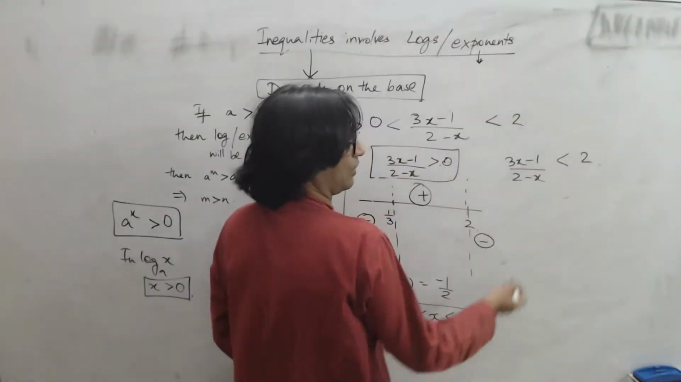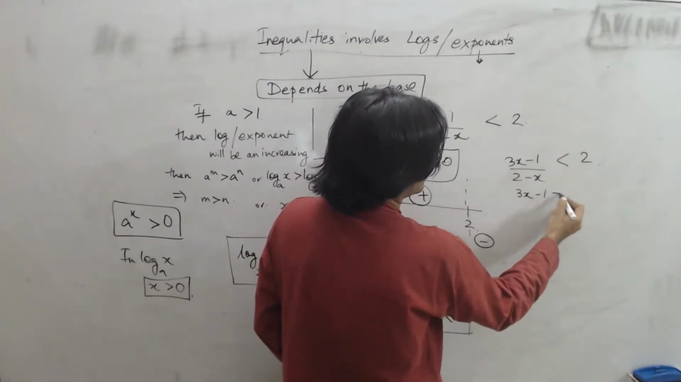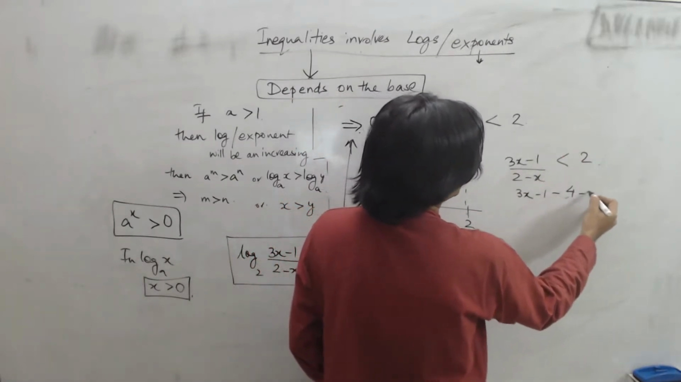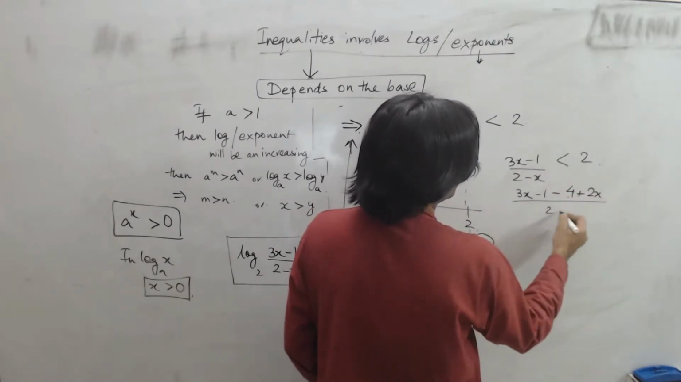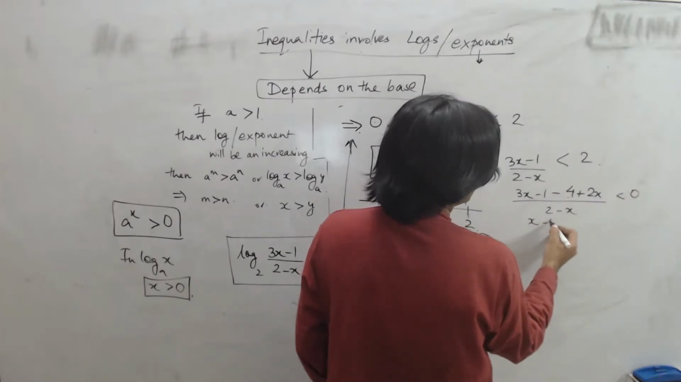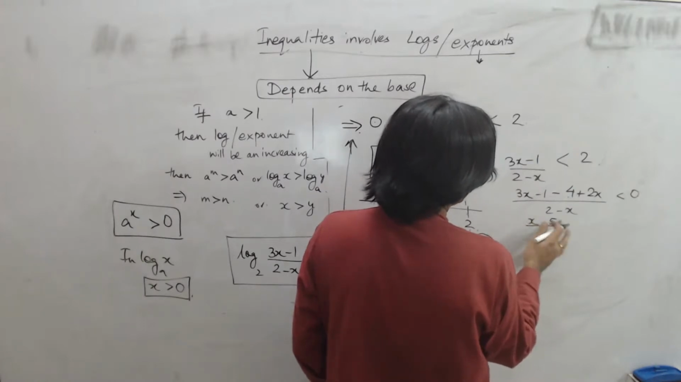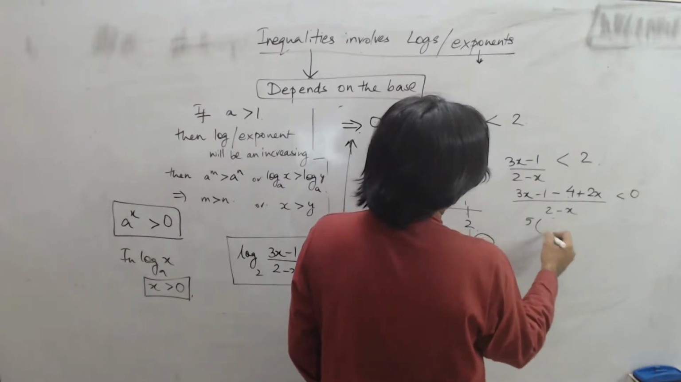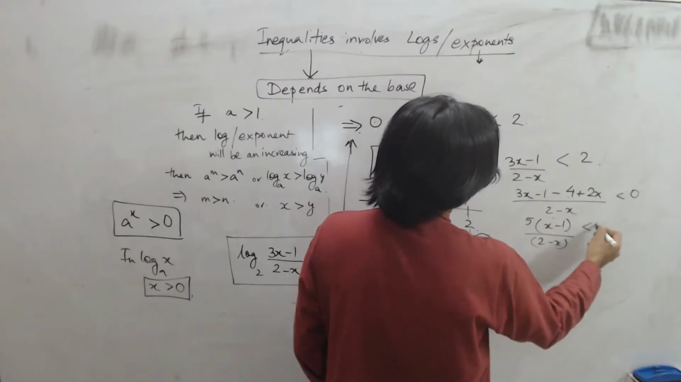Similarly, to solve this inequality, I'll bring the 2 to the left hand side and take an LCM. This will become minus 4 minus 2x plus 2x upon 2 minus x is less than 0, which means I get x minus 5 divided by 5x minus 5. So this will be 5 times x minus 1 by 2 minus x is less than 0.